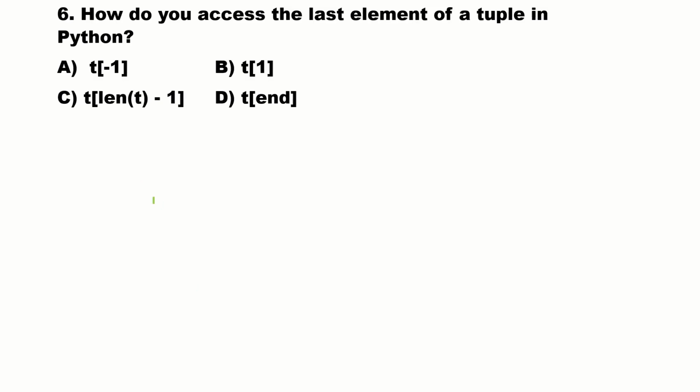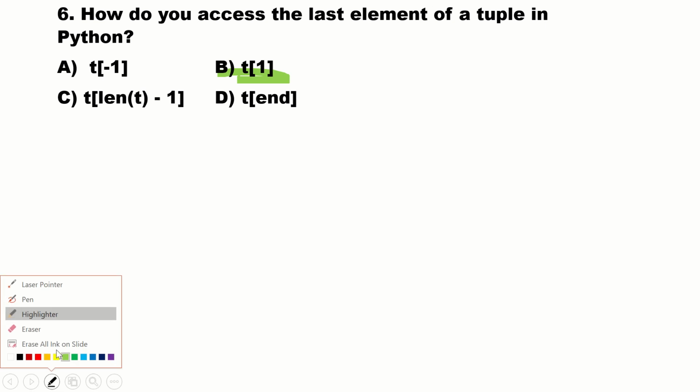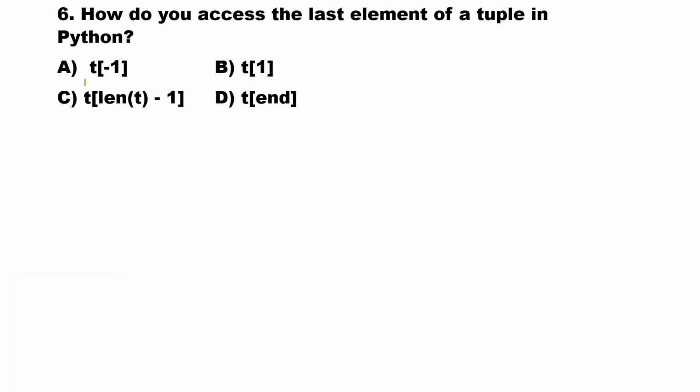Next one, how do you access the last element of a tuple in Python? It's already told it has both types of indexing, forward as well as backward indexing. So how can you access backward indexing? Backward indexing can be accessed by t[-1]. This is the correct option, t[-1], backward indexing.